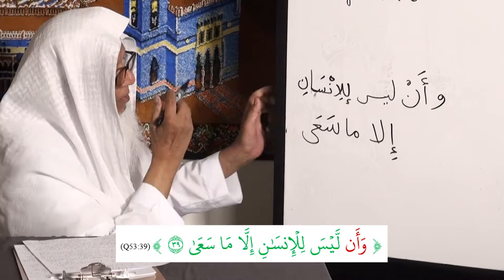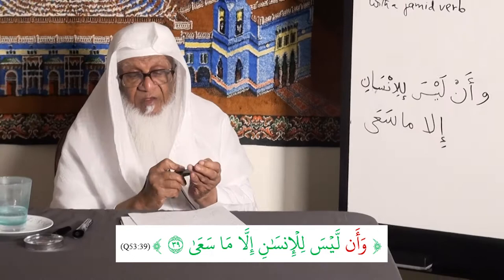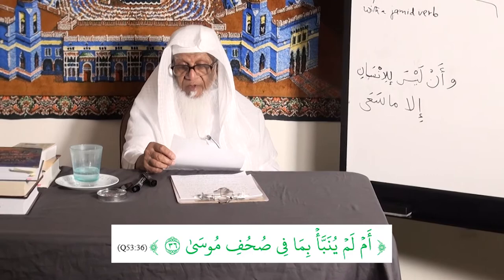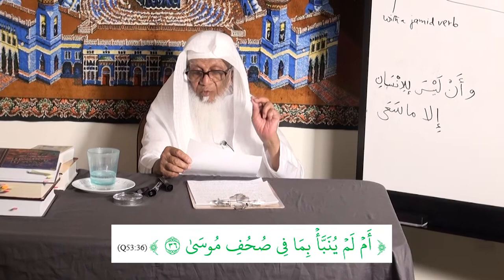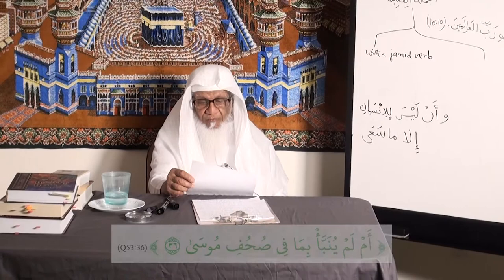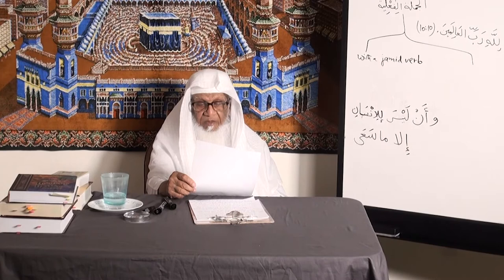So here we have Laisa, which is fi'l jamid, wa an Laisa. The ayah before that is Am lam yunabba bima fi suhfi Musa, or has he not been informed of what is in the books of Musa alayhi salam? Fi suhuf, sahifa suhuf. Wa Ibrahim alladhi waffa, and the books of Ibrahim, who completed his work, waffa, did it completely. Now what is the message that is in these books?